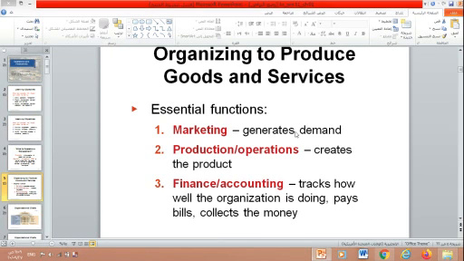Marketing is responsible for generating demand, of course, by using the main functions of marketing, such as place, product, promotion, and price. The second one is the production or the operations. It focuses on creating, producing and finally delivering the products or services to the customers. And the last essential function in any organization is the finance or the accounting. It tracks how well the organization is doing, paying bills and collecting the money.